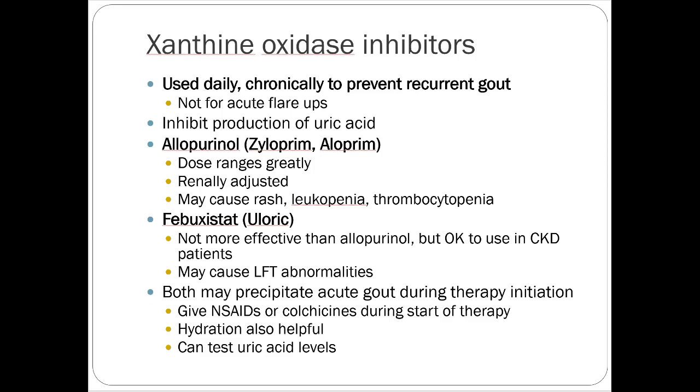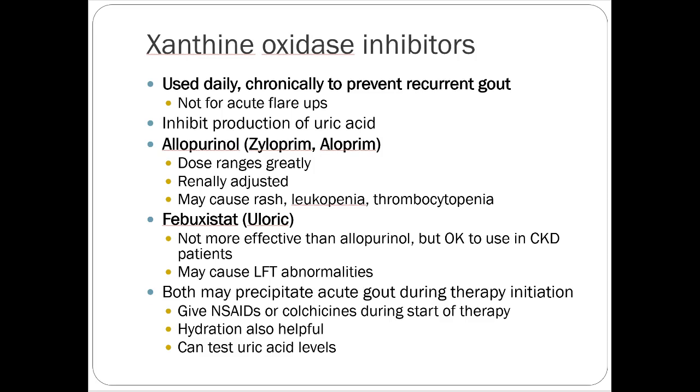There are a couple of drugs on the market that are used daily, chronically, to prevent recurrent gout. They don't work in acute flares. So if somebody's coming in with their first gout flare, don't be like, oh, we should give them allopurinol. No, that won't do anything. What these drugs do is they inhibit production of uric acid. So there's allopurinol, which is the old standard.